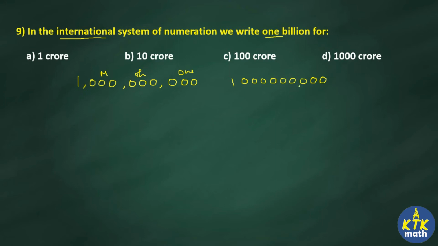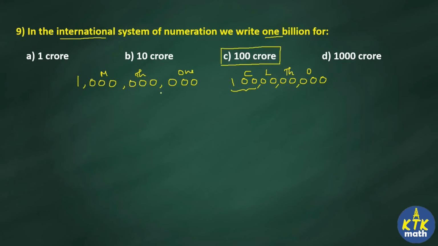Now you just separate them with the Indian place value system method. That is the first 3 digits, and then 2 digits, 2 digits. Can you understand how I am writing? Yes, very good. So this is your ones period, this is your thousands period, this is your lakh period, and this is your crore period. So here we are getting 100 crore. Isn't it? So the correct answer for question number 9 is option C.